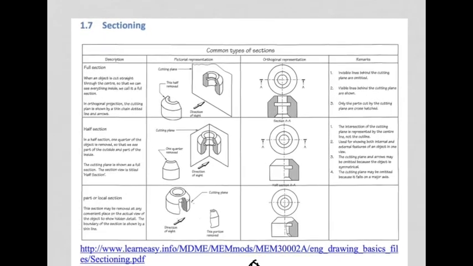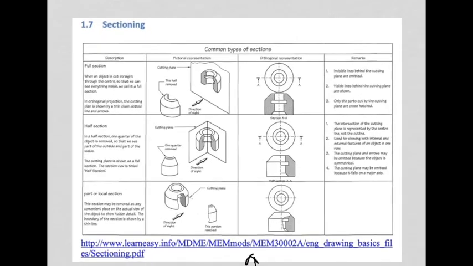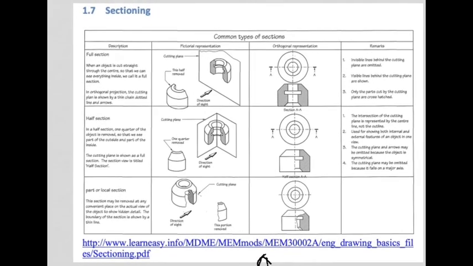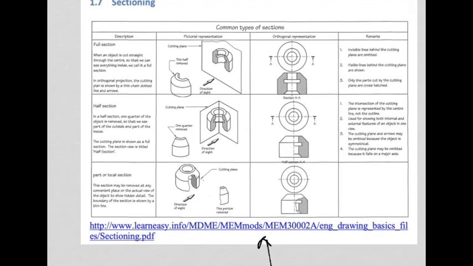But anyway, the last section which you need to work through on your own is the matter of sectioning. Sectioning is when you need to show detail of a part of the object which is clearly hidden from outside view because it's inside. And you can do so either with a full section or a half section or a part or scrap section, as they sometimes call it.